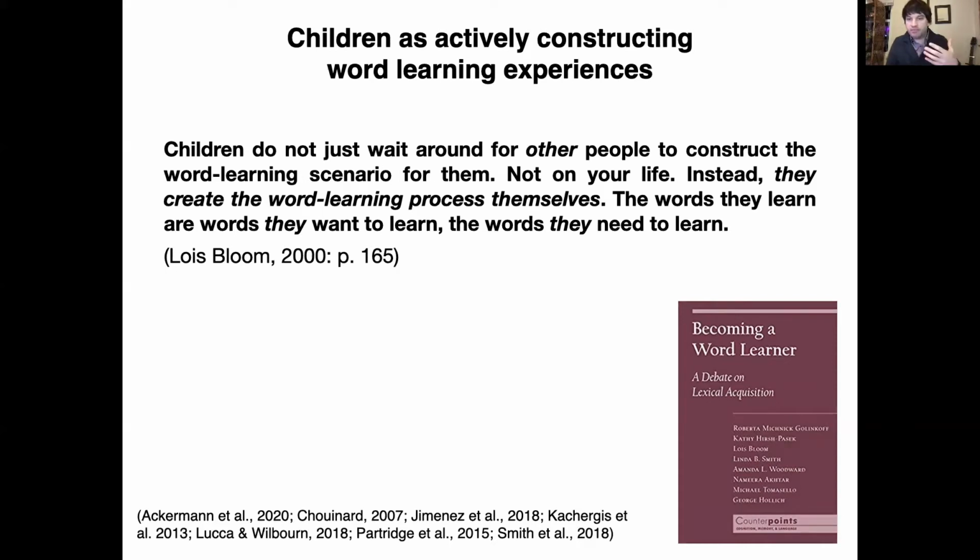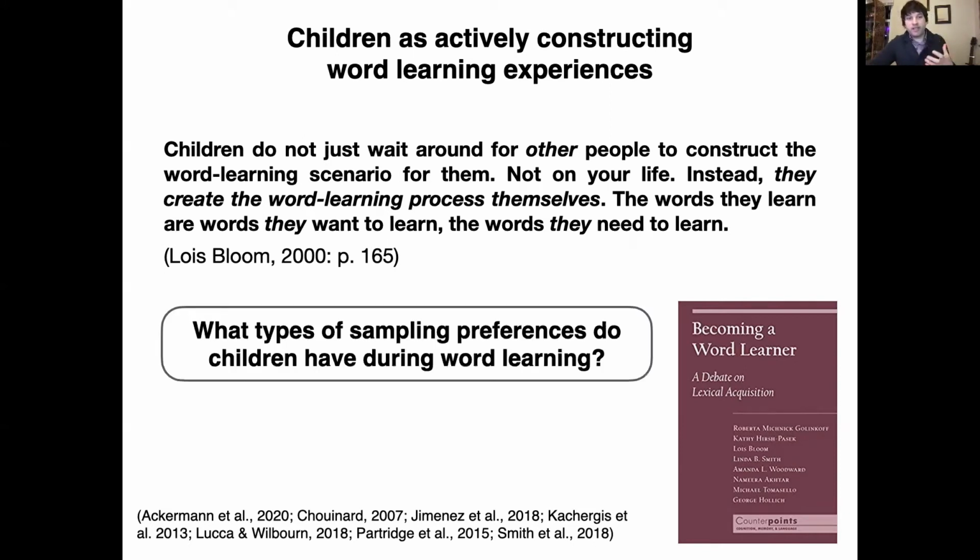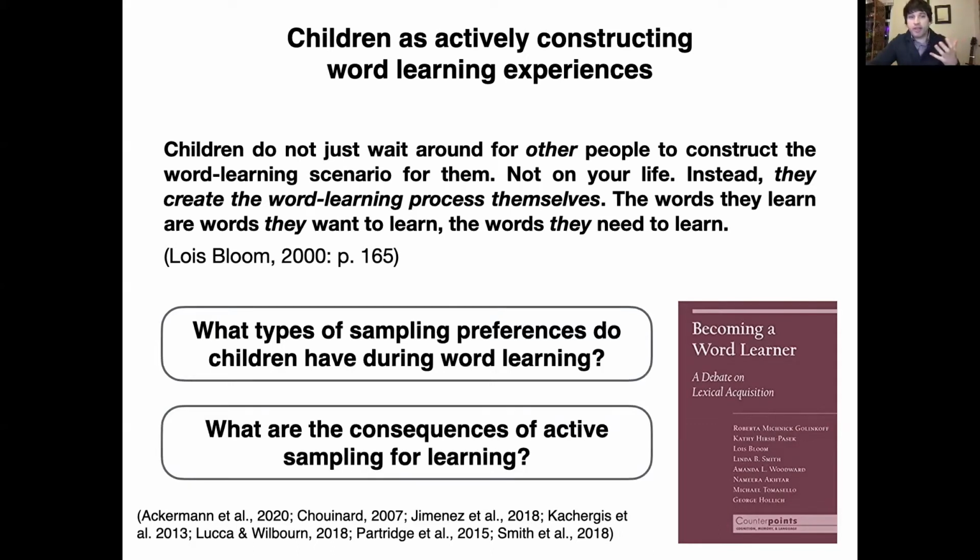So if we grant that children are actively engaged in structuring their word learning experiences, well, just what types of word learning events do they construct? What types of words do they want to learn? What types of sampling preferences do children have during word learning? And, well, what sort of consequences do these sampling behaviors have for learning? These are the two questions that I'm going to focus on in my talk, and I'm going to share the results from two experiments that speak to these questions.